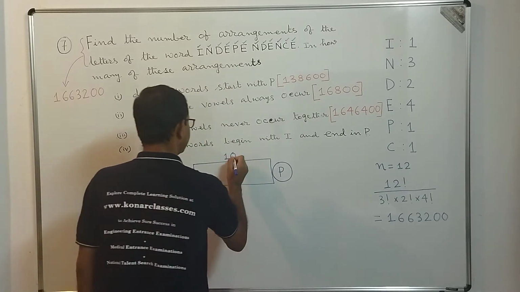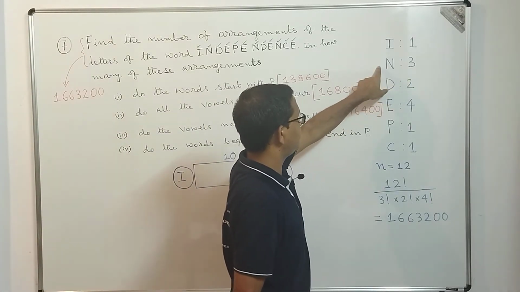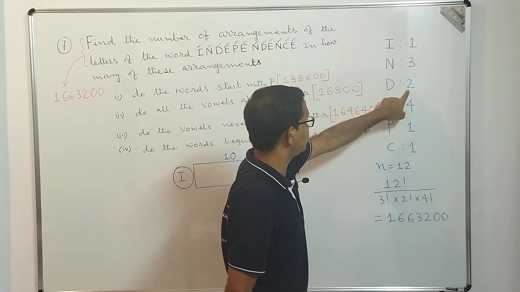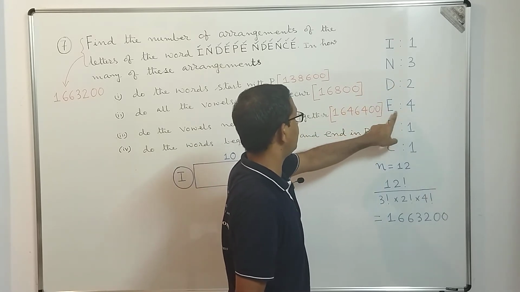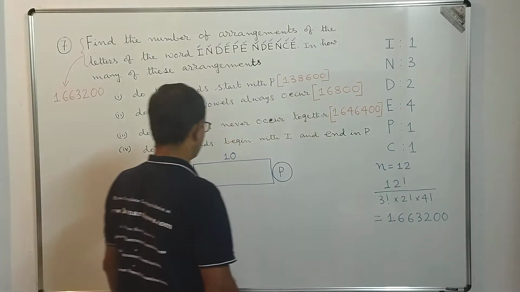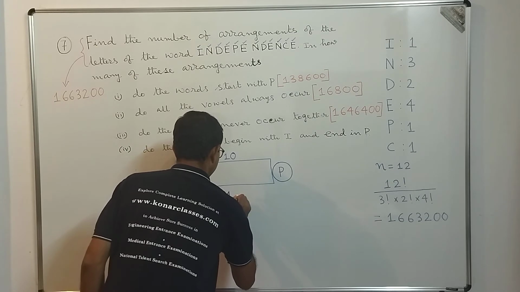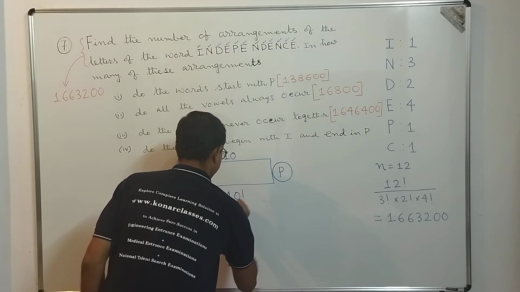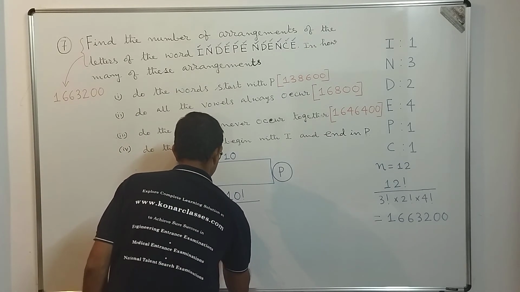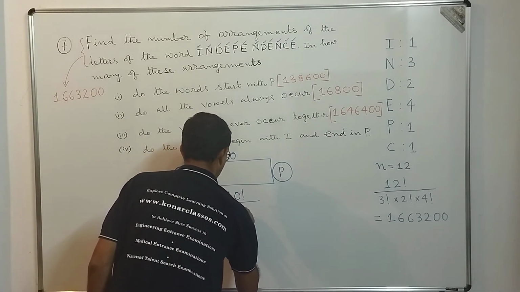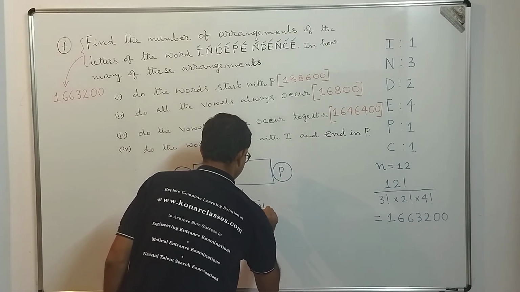Now out of these 10 letters, we see that there are 3 letters of type N, 2 letters of type D, and 4 letters of type E. So what is the possible number of arrangements? It will be 10 factorial divided by 3 factorial into 2 factorial into 4 factorial.